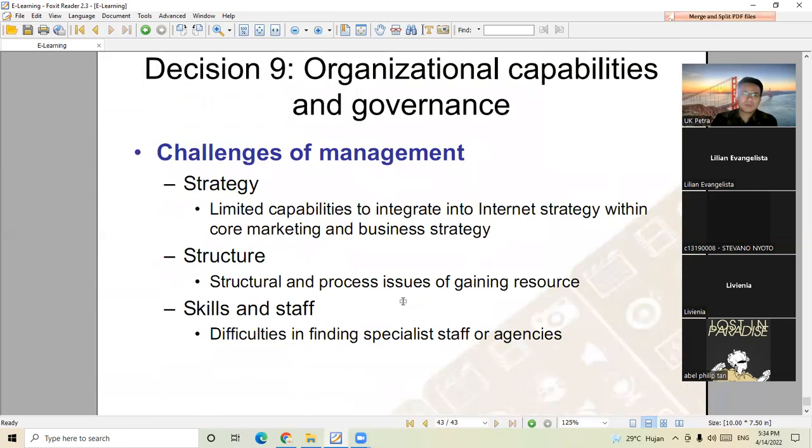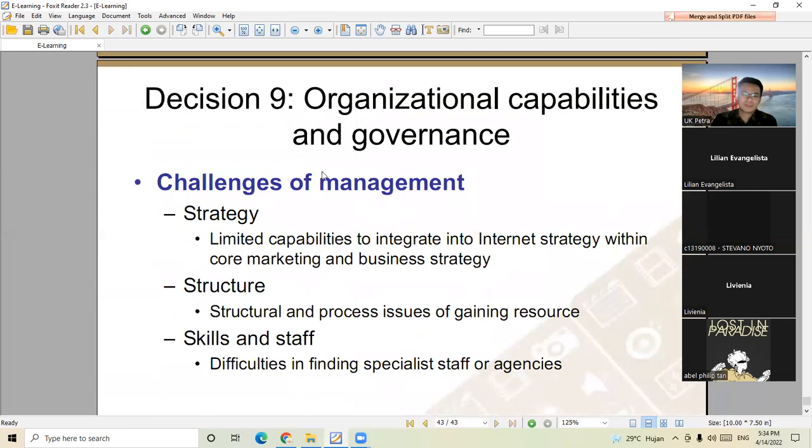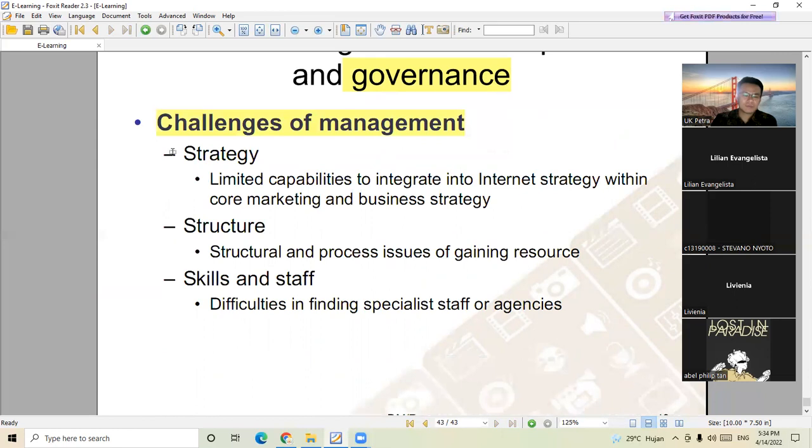And the last one is about the governance. The governance of the overall digital marketing and also the organizational capabilities. And there are challenges for management in terms of the strategy, the structure, and also the skill and staff.